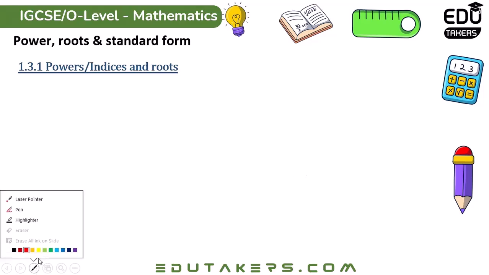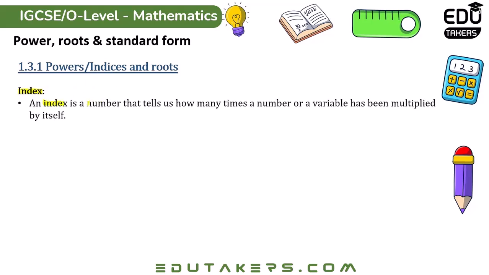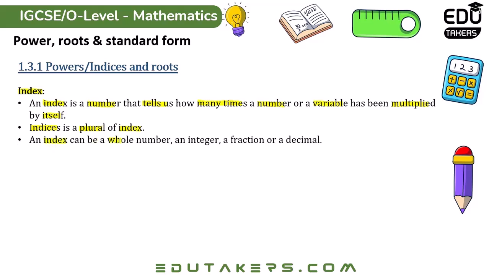Our first topic is powers, that is, indices and roots. Let's start with index. An index is a number that tells us how many times a number or a variable has been multiplied by itself. Indices is the plural of index. An index can be a whole number, an integer, a fraction, or a decimal.